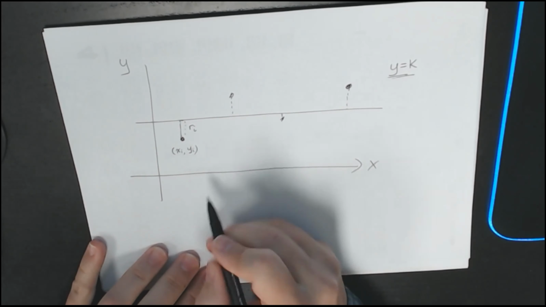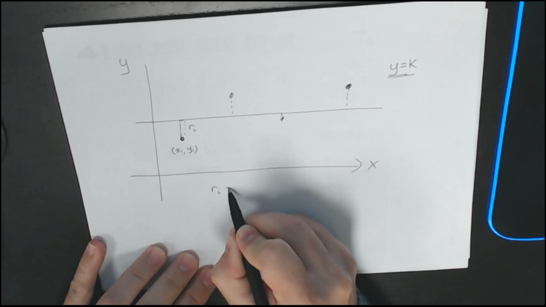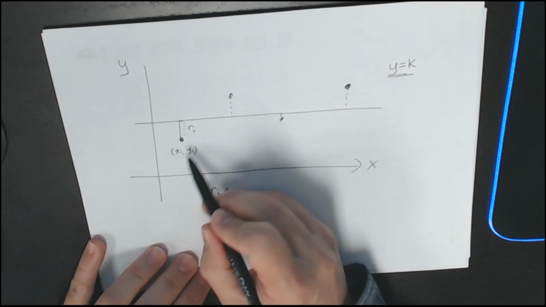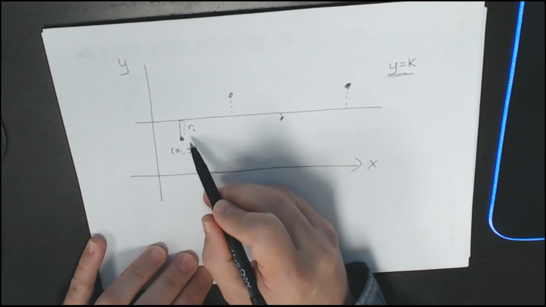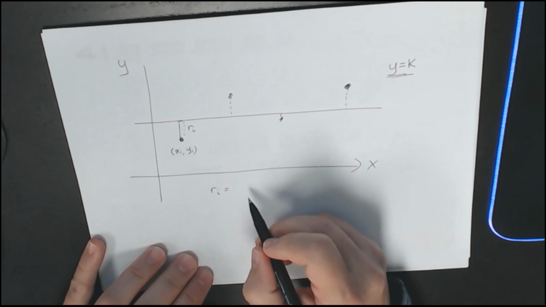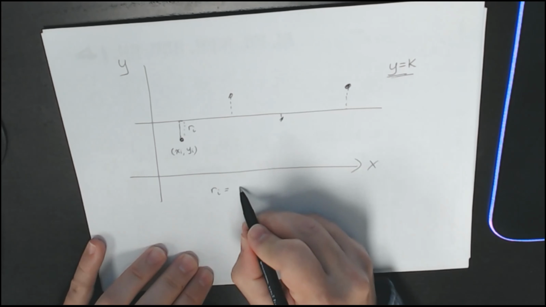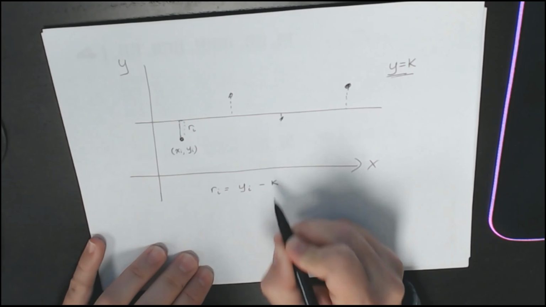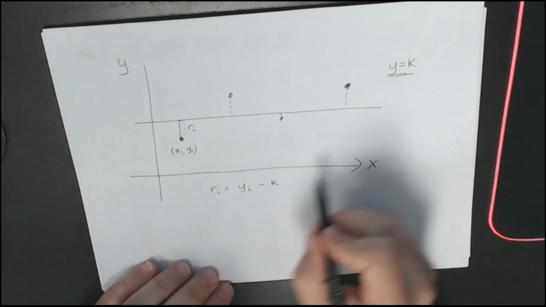What that means is the residuals are always equal to whatever the point is minus whatever the function actually is. I'll do it this way: Ri equals whatever yi is minus k, because that's the function.